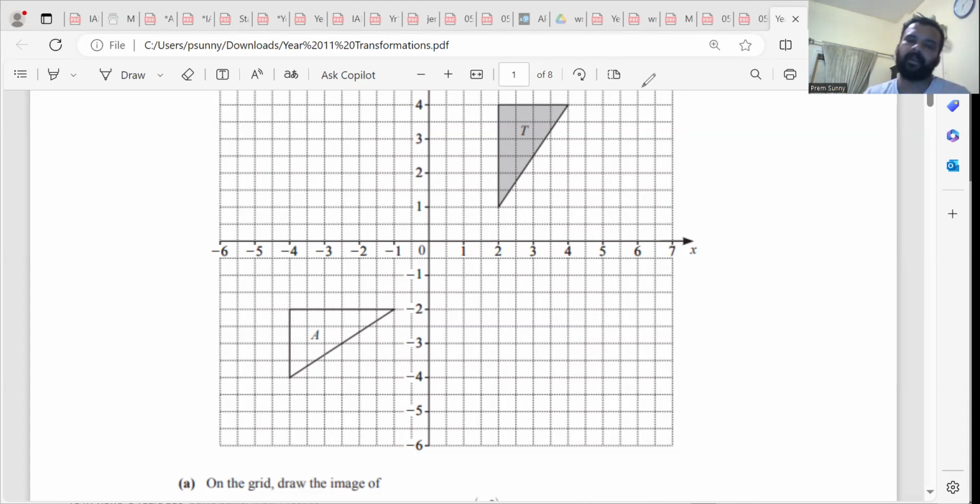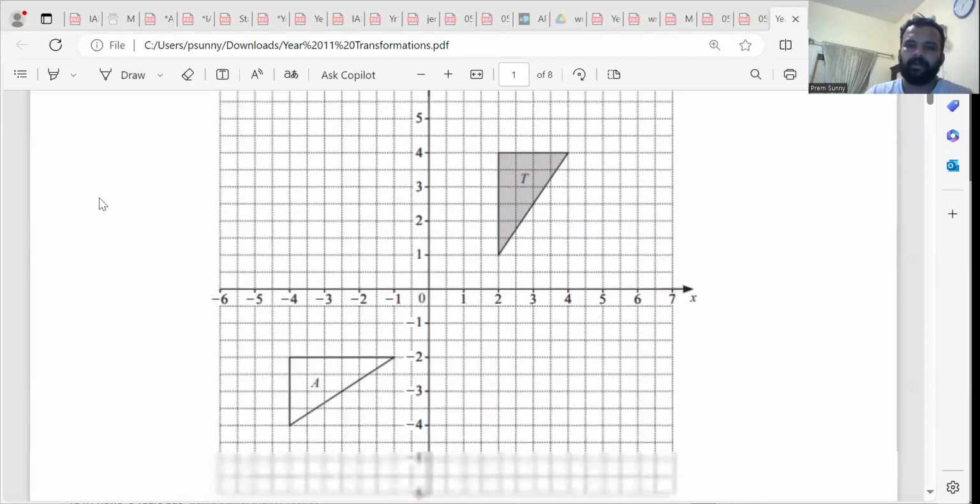There are four different types of transformation: reflection, rotation, translation, and enlargement. Rotation we usually used to do using a tracing paper. Since that is not possible for me right now, I'll be using an algebraic method here to find the rotations. So let's start with the first question here.